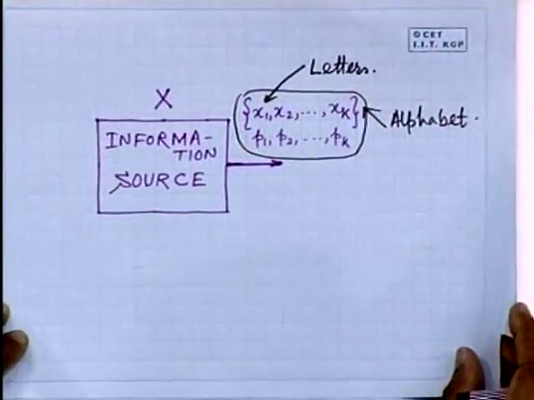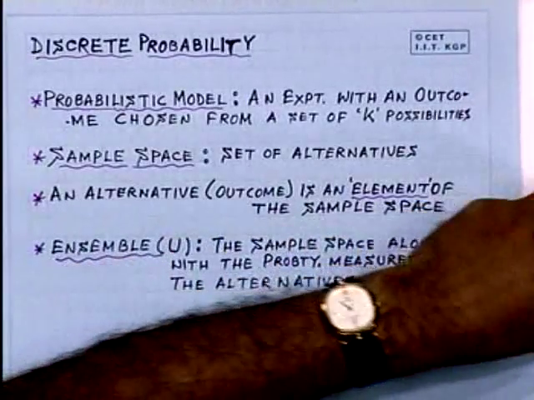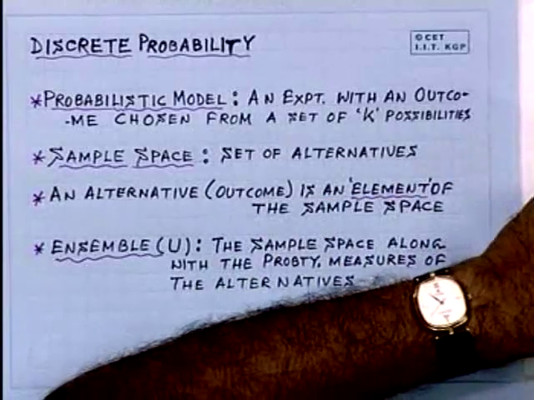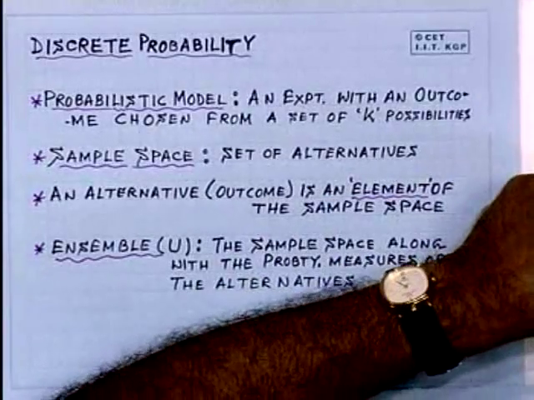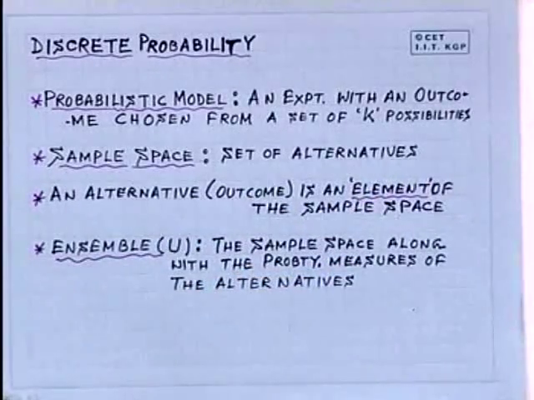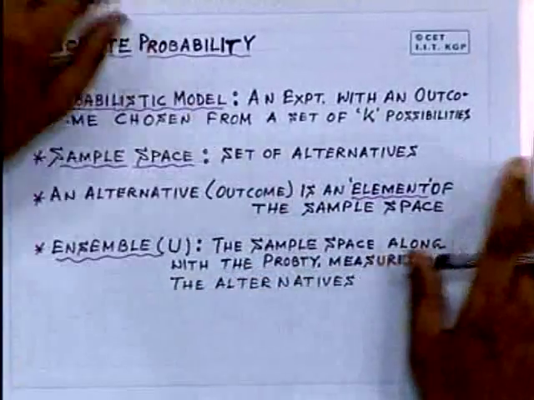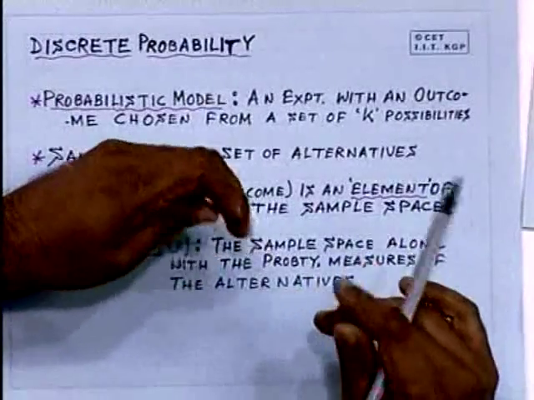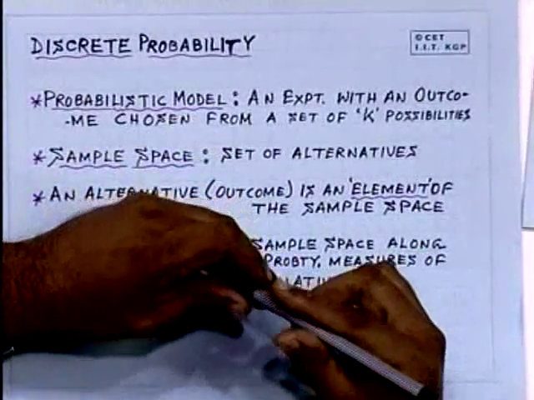Now, can you tell me what is a joint statistical experiment or a joint probabilistic model just by using your common sense? Joint statistical experiment or joint probabilistic model. Two different events occurring in the same sample space.